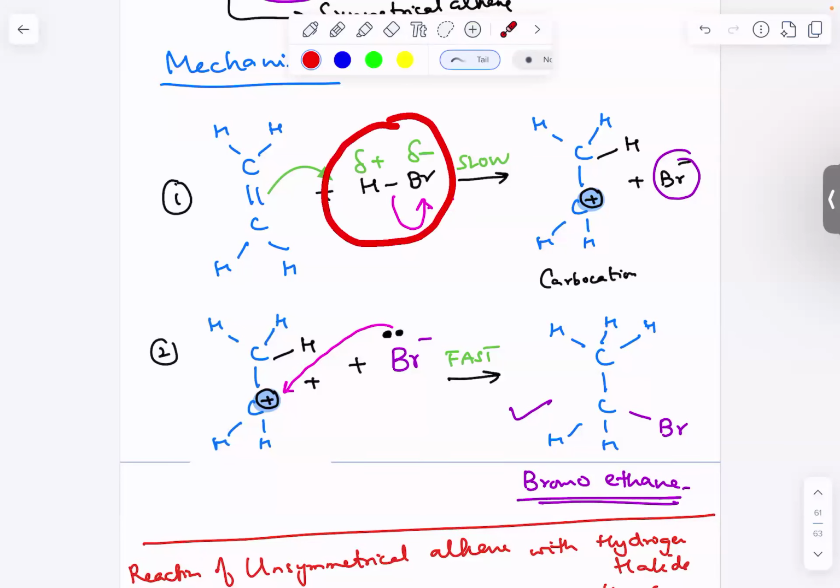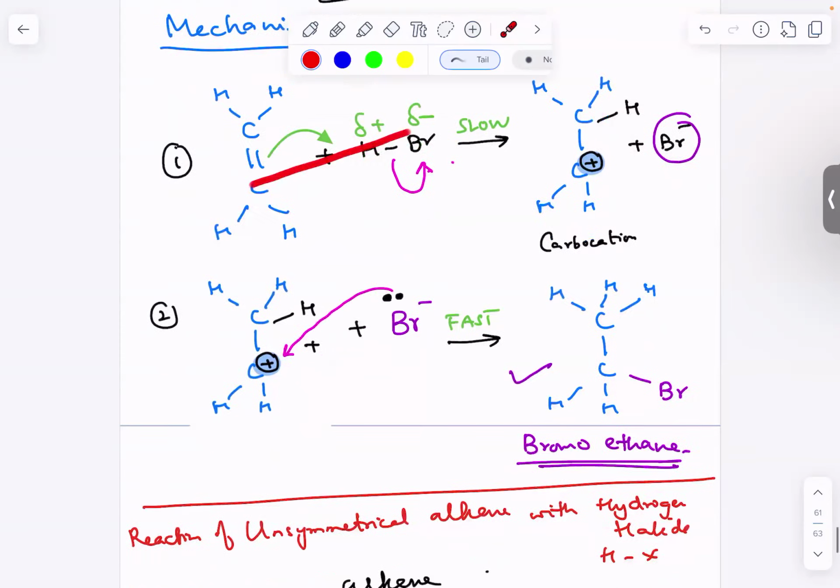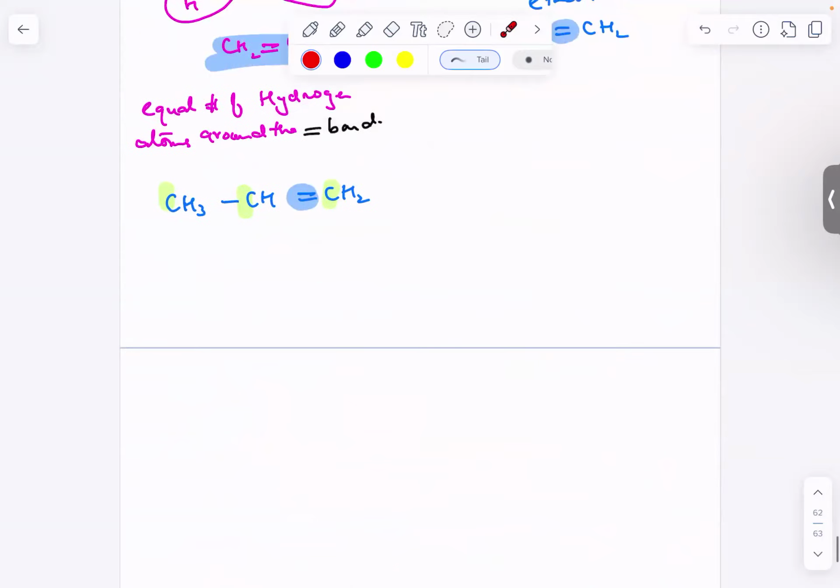Here, if you remember, I told you that you can add hydrogen on either side. You can add hydrogen here or here. So it's entirely up to you whether you want to add hydrogen here or bromide here or here. But when you have an unsymmetrical alkene, then you have to follow a rule which is called the Markovnikov principle. So what is that rule? Let me first write it. Markovnikov rule. What is that rule?